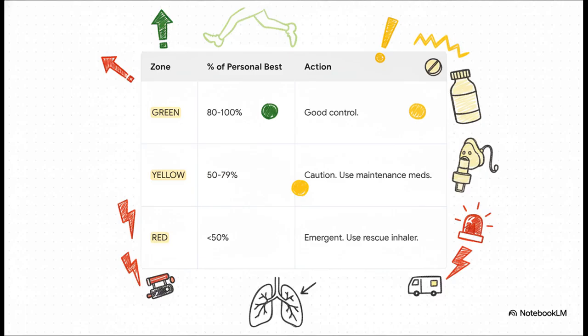Teaching patients and families how to use a peak flow meter is a huge nursing role. You have to know these zones cold. Green means go, everything's good. Yellow means caution, time to use those maintenance meds. And red is a medical alert. That means use the rescue inhaler right now and get help.